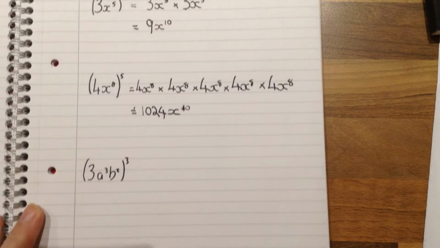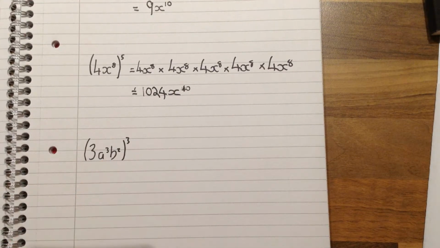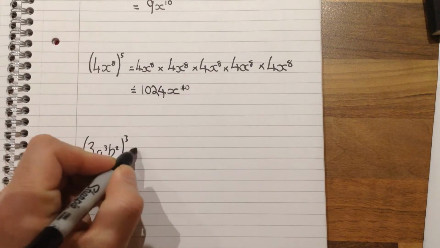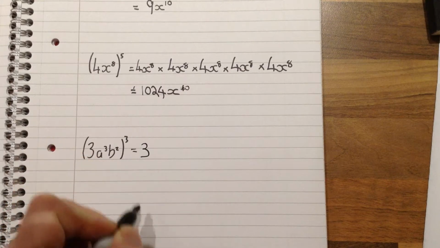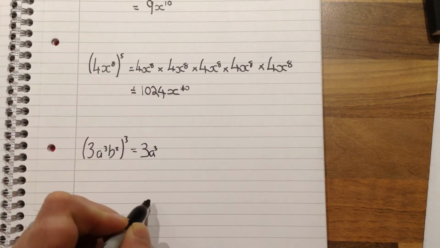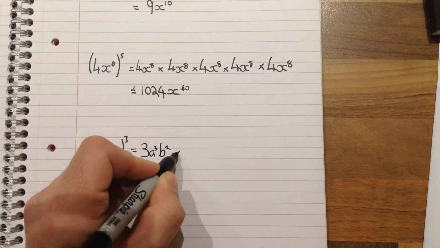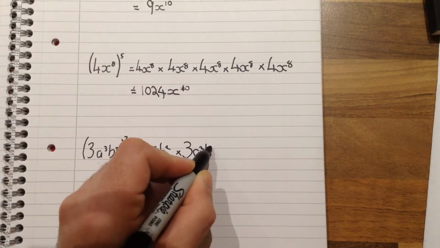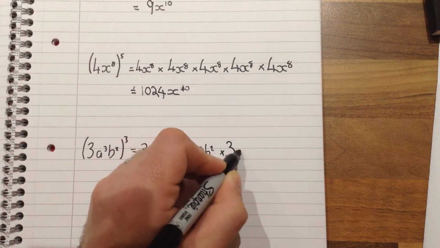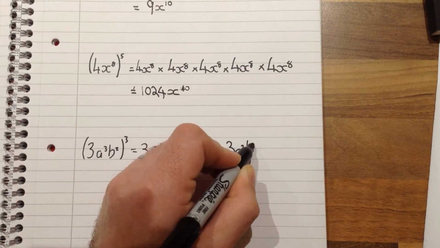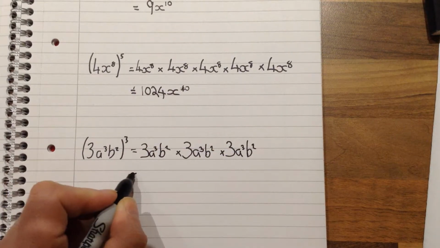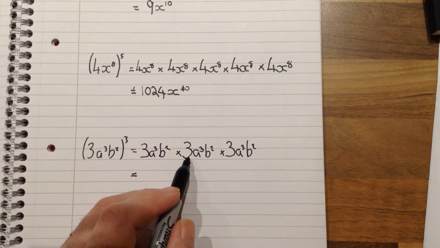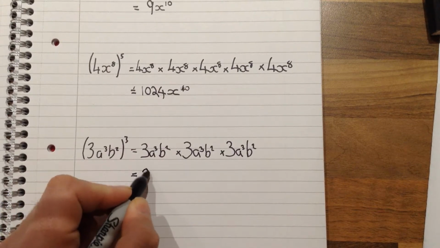For the final question, here we can do it also with more than one letter inside the bracket. So for this one, this would simply mean that it gives us 3 a to the power 3 b squared multiplied by the same thing again, so 3 a to the power 3 b squared times 3 a to the power 3 b squared. Now for this one, that would mean we did 3 times 3, which is 9, times 3 again, so 27.